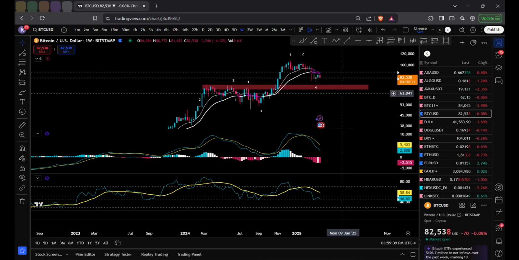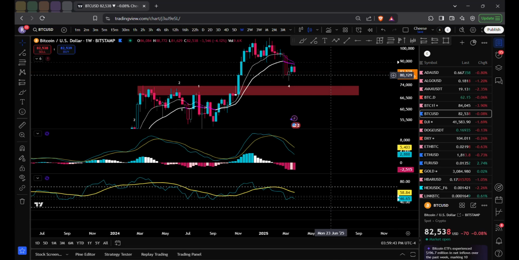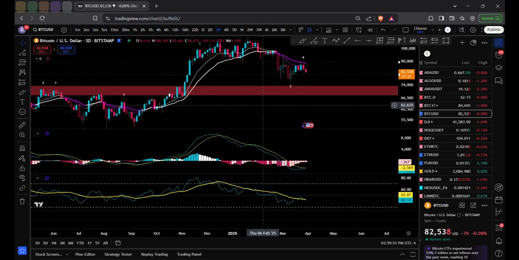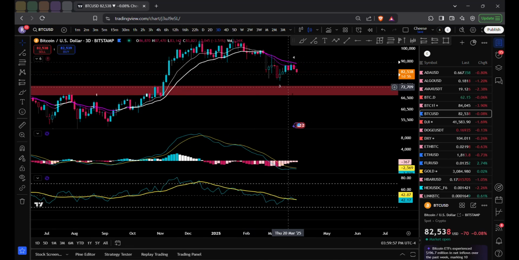Until then, we are on thin ice to potentially retest the 80,000 and then come back down to even, like I said here, of the 73,000. If you zoom in, you'll see different levels. So yeah, here you go. Right. As of right now, we are making this higher low.